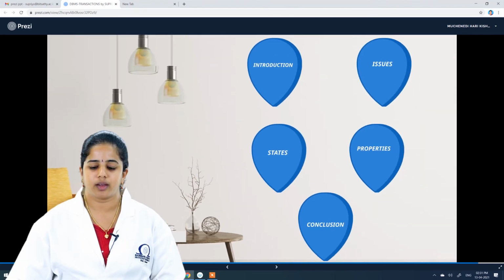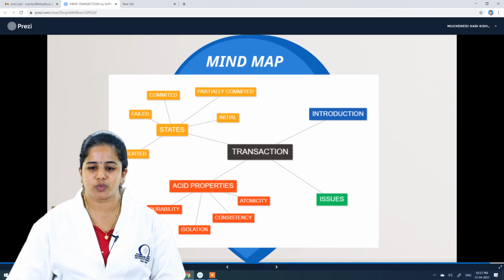So coming to the conclusion part of this video, we have seen what a transaction is and what issues we will face when we perform transactions in a system. To overcome those issues, we have to ensure the transaction follows ACID properties. ACID stands for atomicity, consistency, isolation and durability.